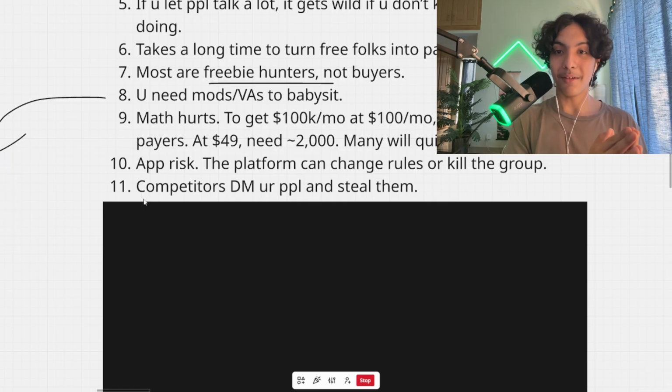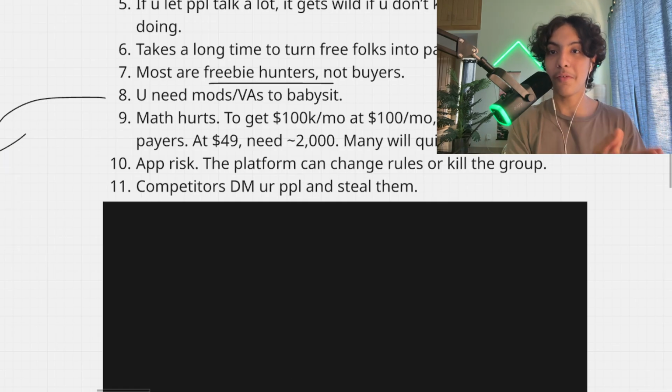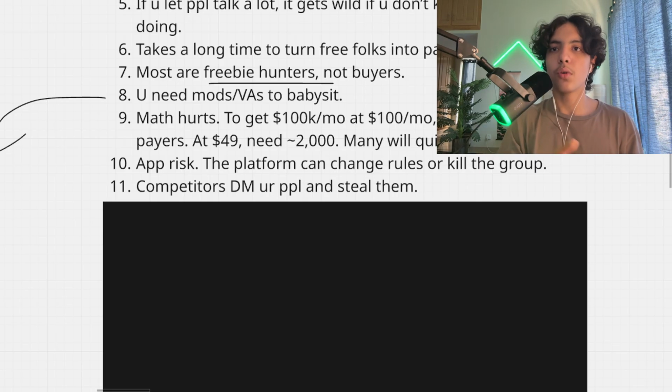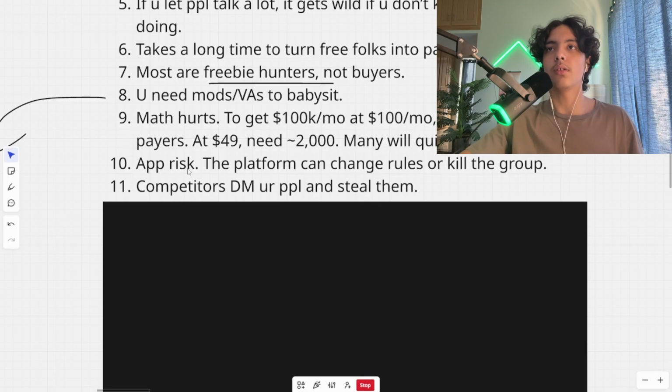Next, competitors will also DM your people and, of course, steal, because obviously they would. There is a free hodgepodge of their perfect ICP in your free community or your paid community. They can just DM them and get them to convert to their specific thing. And of course, these people don't care about you. If they're ticked off by even one of your features being missing, they'll leave. They'll just go to the other guy. It's not really a big deal for them because it's just a community. They didn't pay $3,000 to get here.